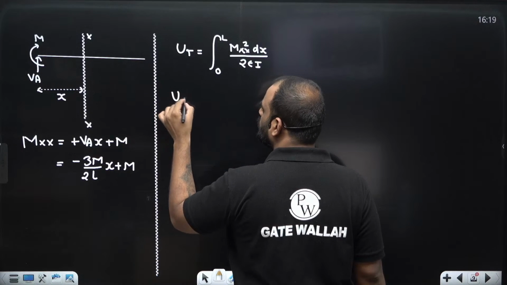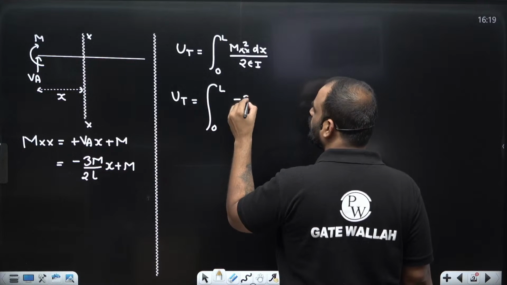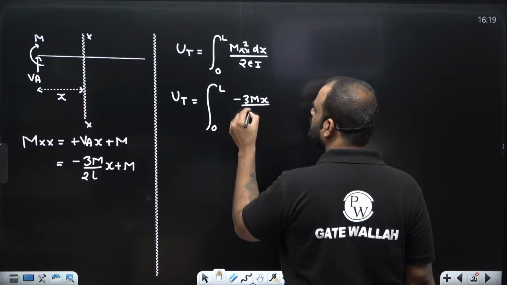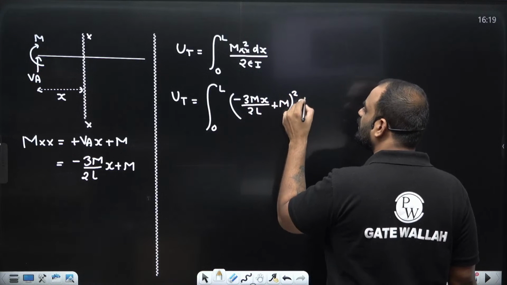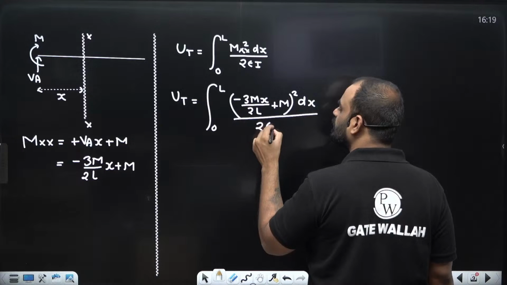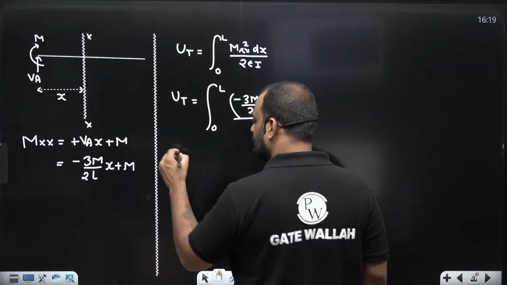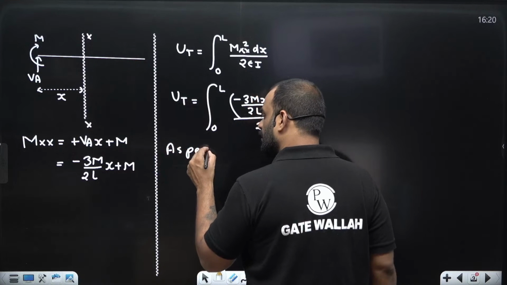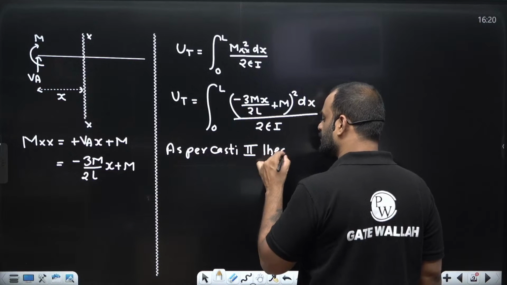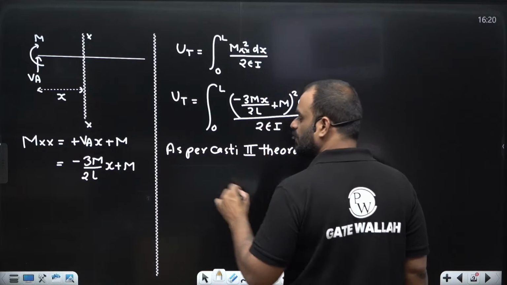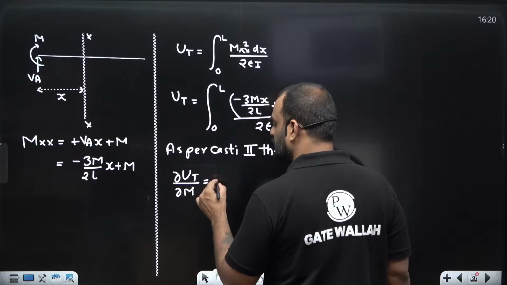Now let us put the value. So Ut is equal to integration 0 to L. We'll place this particular value, minus 3M into x divided by 2L plus M, bracket whole square dx upon 2EI. Now guys, what we need to do? We need to take the derivative of it. As per Castigliano's second theorem, we can write here del Ut by del M is equal to how much? It is equal to theta.